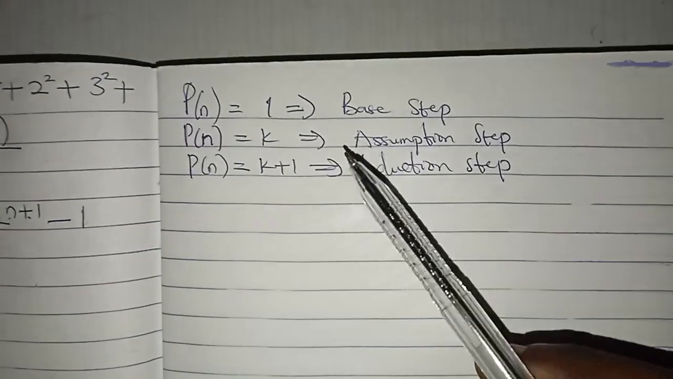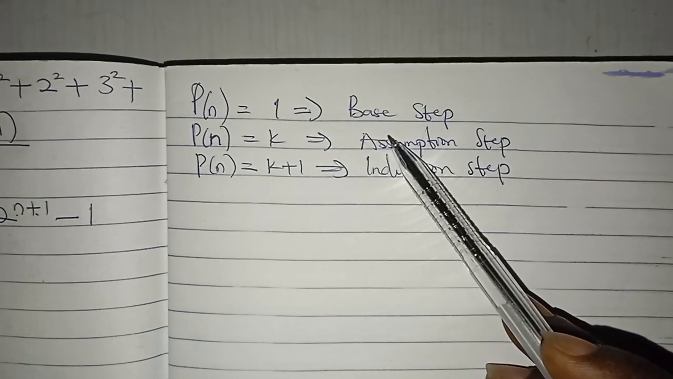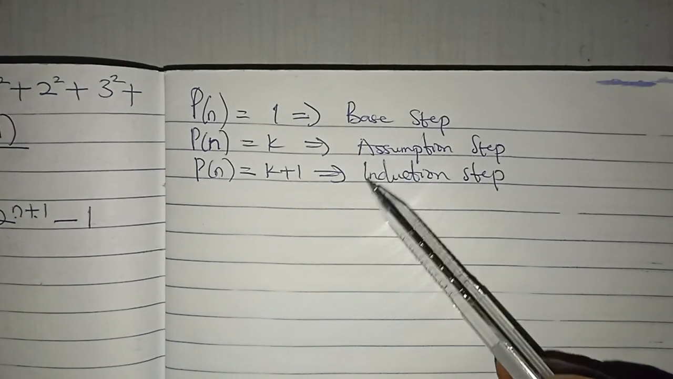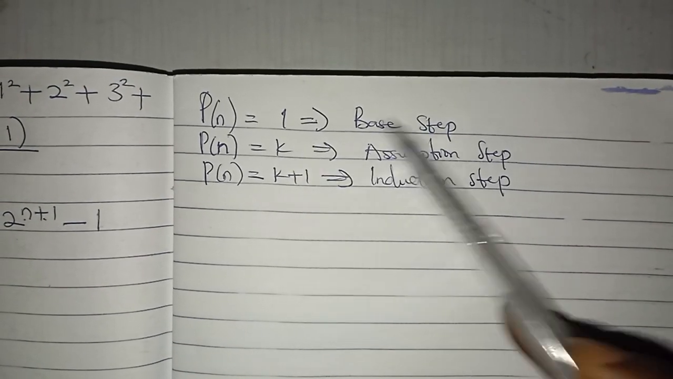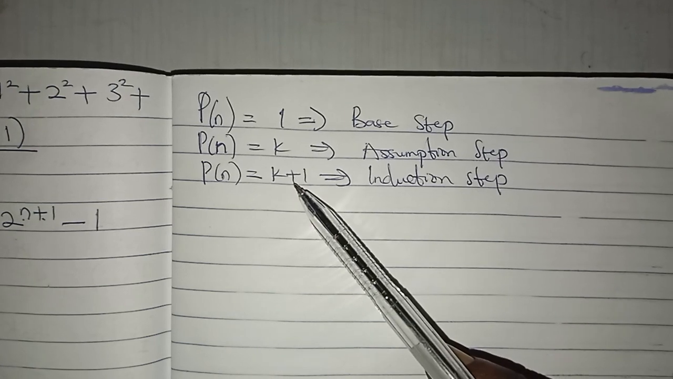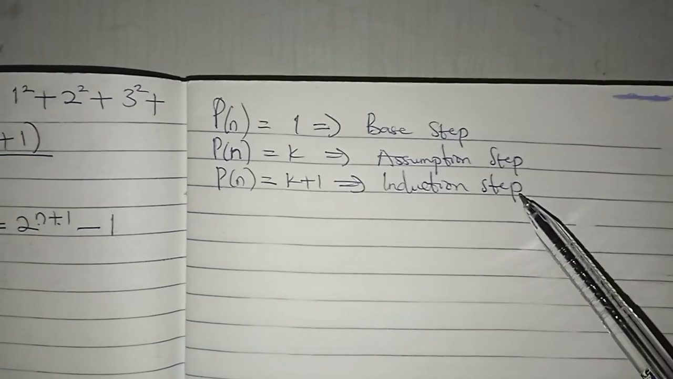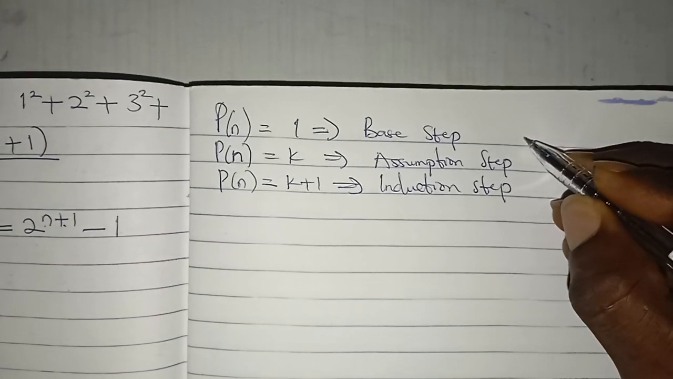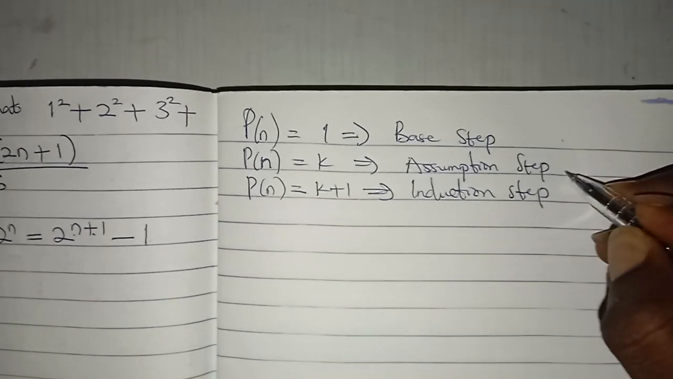So in mathematical induction, we have three major steps. The first one is the base case, or we'll call it the base step. The second one is the assumption step, or the induction hypothesis. The third step is to prove, which we call the induction step, and is the last part. So what we normally do here is prove that P of n equals 1 is true. Here we assume.